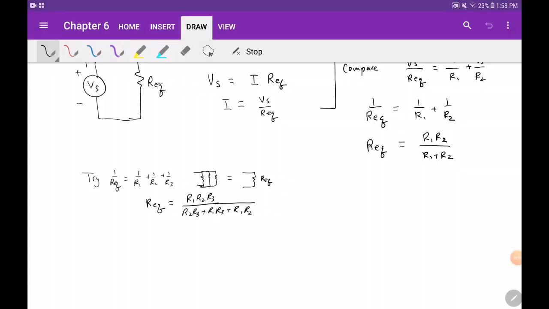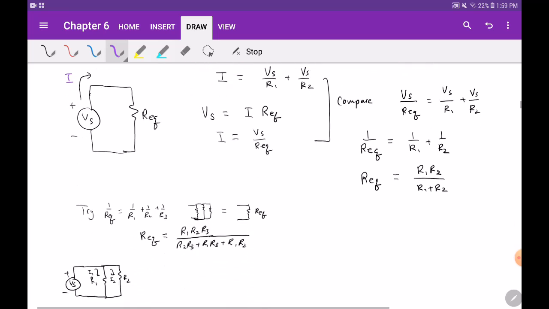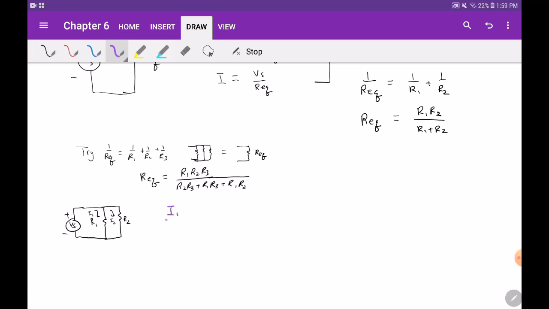So I want you to note that in our original two resistor system, the current did split. You have R1, R2, and a V source, plus and minus. The current did split into I1 and I2. How do they split? You can go back to this equation right here, and you can find that I1 divided by I2 is equal to 1 over R1 divided by 1 over R2. They split in a way that's inversely proportional to their resistor values.